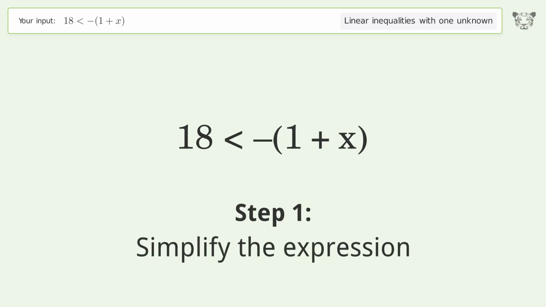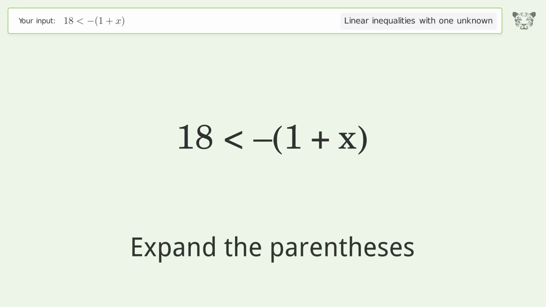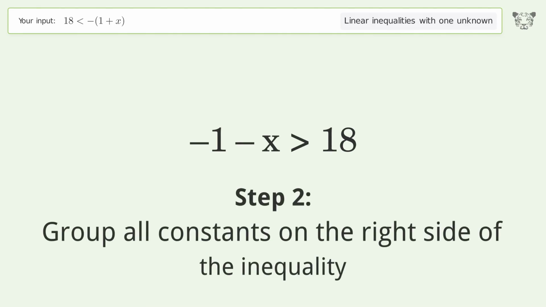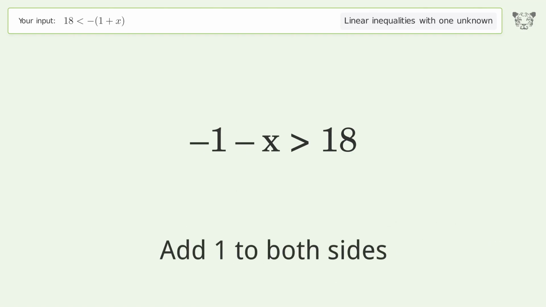Simplify the expression. Expand the parentheses. Swap sides. Group all constants on the right side of the inequality. Add 1 to both sides.